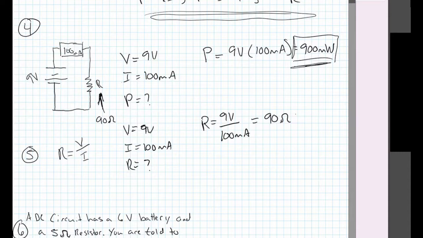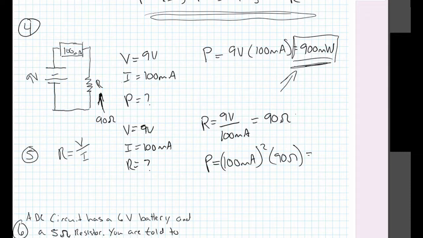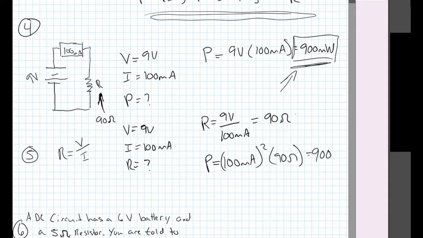Now, we can use our second equation to double check to see if this one was right. So what we're going to do is take power is equal to 100 milliamps, square it, and then multiply it by 90 ohms. So 100 times second E to the negative 3 squared times 90. Boom. 90 milliwatts. Good job, everybody.